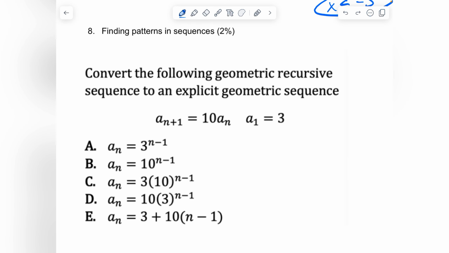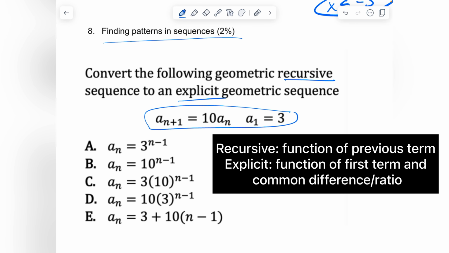All right, next problem type, finding patterns in sequences. Convert the following geometric recursive sequence to an explicit geometric sequence. So what's a recursive versus an explicit geometric sequence? A recursive is basically when they write the next term as a function of the previous term, whereas an explicit is where they write the next term as a function of the first term and the common ratio.